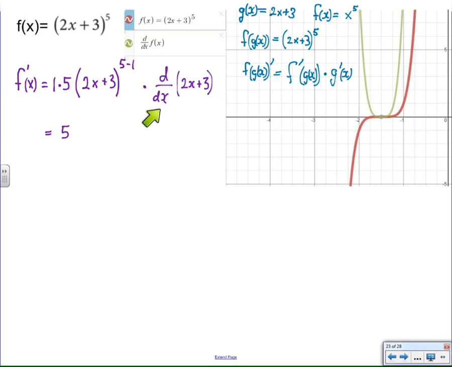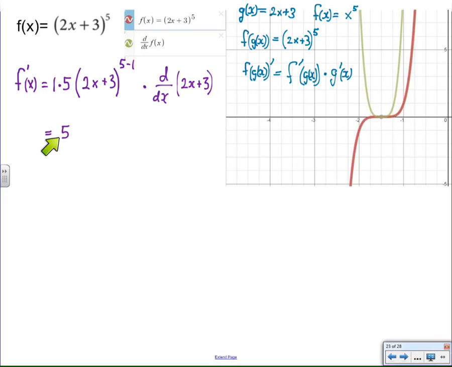So notice I didn't take the derivative of 2x plus 3, I simply set it up. Notice I didn't finish subtracting 1 from 5, I just set it up, and I didn't multiply the coefficient by the power, I just set it up. So if you set up the derivative first, you're going to have a much better chance of success in this process. Plus you'll remember it better.